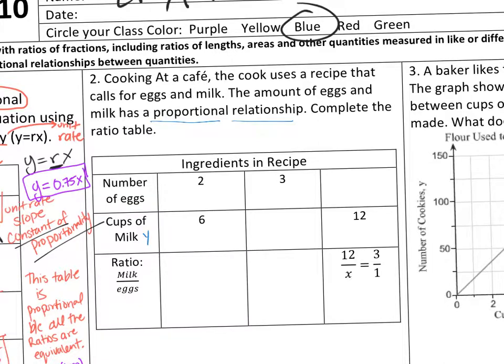So your milk is, so right here the ratio is written milk to eggs. So this is Y to X. So my first ratio is 6 over 2. My next ratio, I don't know what this blank is, but I know it's in terms of Y. So I could say that this is Y over 3. And then my next ratio is 12 to this blank, and this blank is going to be an X. So 12 over X.